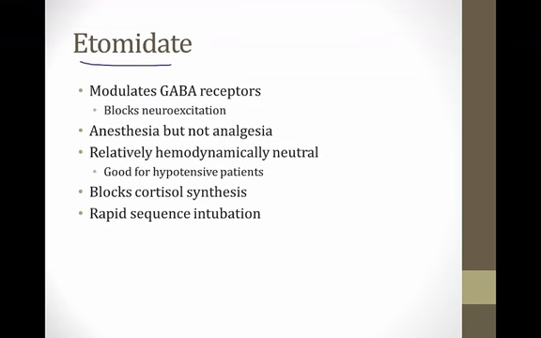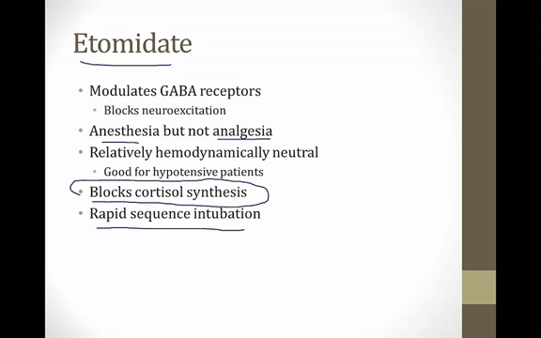Etomidate is a drug that modulates the GABA receptors and it blocks neuroexcitation. It causes anesthesia but not analgesia, so patients can still feel pain when they're on this drug even though they may be asleep. It's relatively hemodynamically neutral, so it's good for hypotensive patients, and its major side effect is that it blocks cortisol synthesis, so there are reports of people becoming adrenally insufficient after getting this drug. And the place where it's most commonly used is rapid sequence intubation.